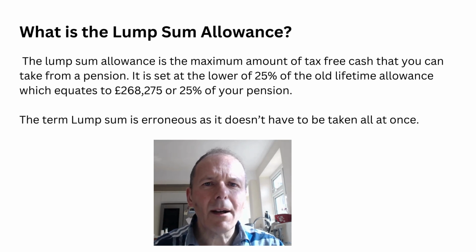So the lifetime allowance is dead for the time being, and we now have a thing called the lump sum allowance, which is the maximum amount of tax-free cash that you can take from a pension. It's set at the lower of 25% of the old lifetime allowance, which equates to £268,275, or 25% of your pension. The term lump sum is erroneous because you don't have to take it all at once.